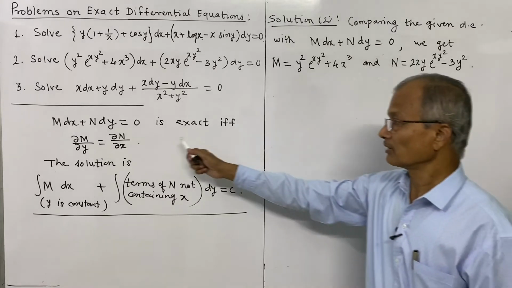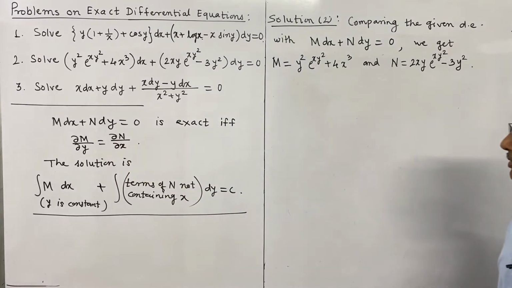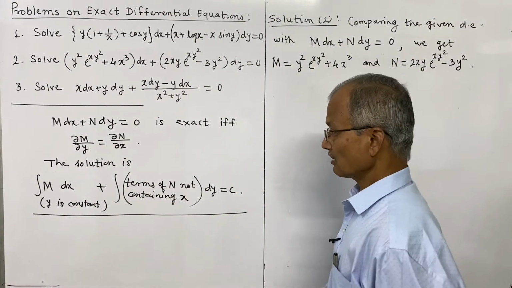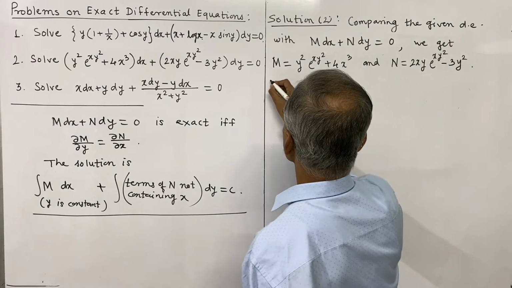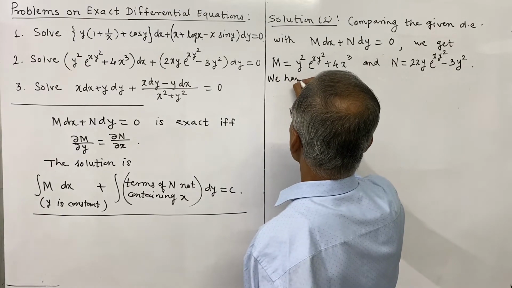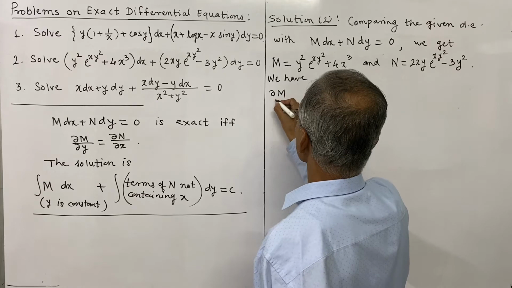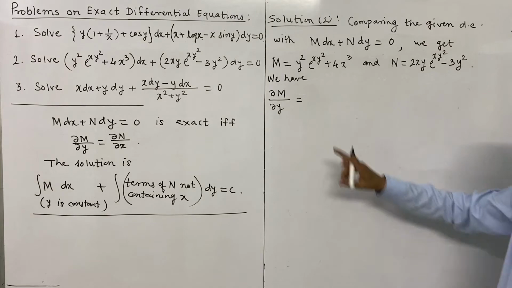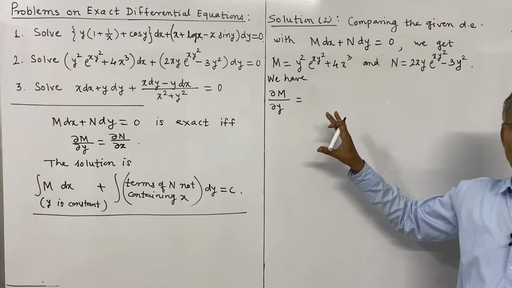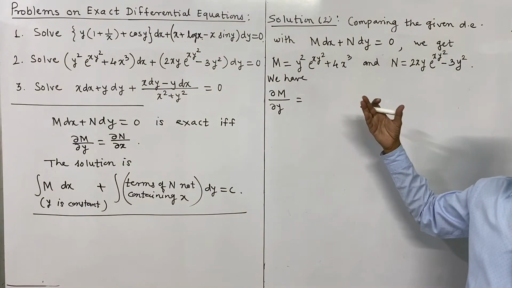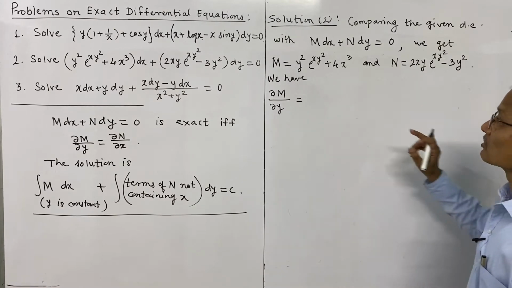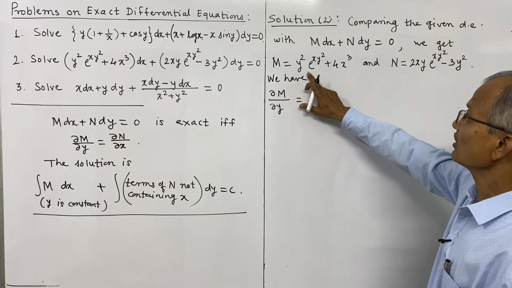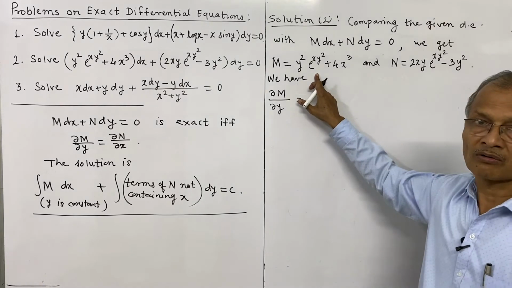Now we shall check the condition, dou M by dou y is equal to dou N by dou x or not. So this must be satisfied, then only we can use this method. So we have dou M by dou y, partial derivative of M with respect to y. Now to get the partial derivative of M with respect to y, we treat x as constant and use the same formula and the rules of differentiation. So here x is constant and this is a function of y, this is also a function of y. So we must use the product rule of derivative.